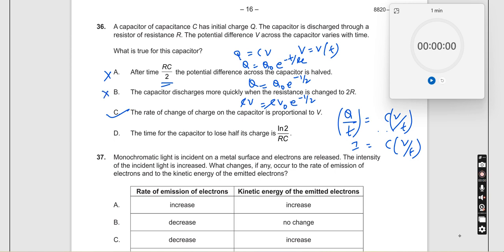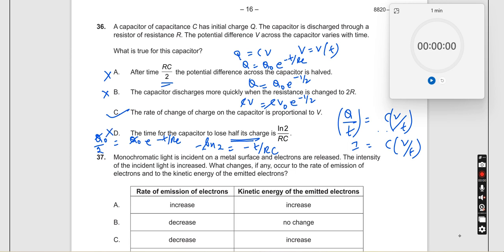The time for the capacitor to lose half of its charge is ln 2 by RC. If I look at this one here, Q becomes Q naught by 2. It says half its charge, right? So Q naught by 2 is equal to Q naught e to the power of minus T divided by RC. The Q naught goes away. E to the power minus T by RC, if I take the ln on both sides, I get minus ln 2 is equal to minus T divided by RC. So T should be equal to RC ln 2. It's not ln 2 by RC. So therefore this is also incorrect.